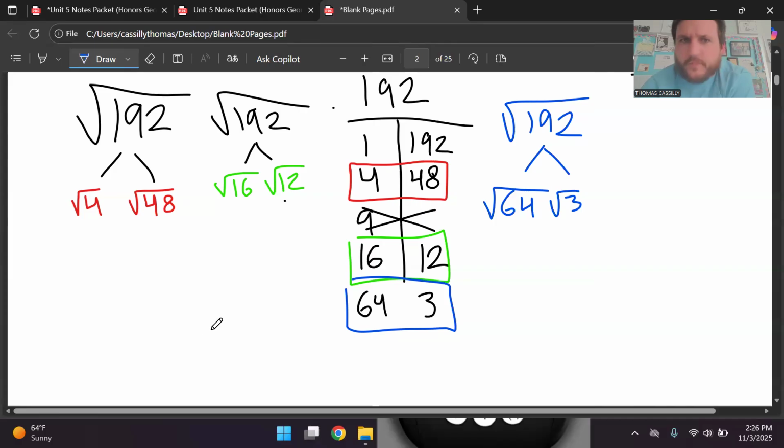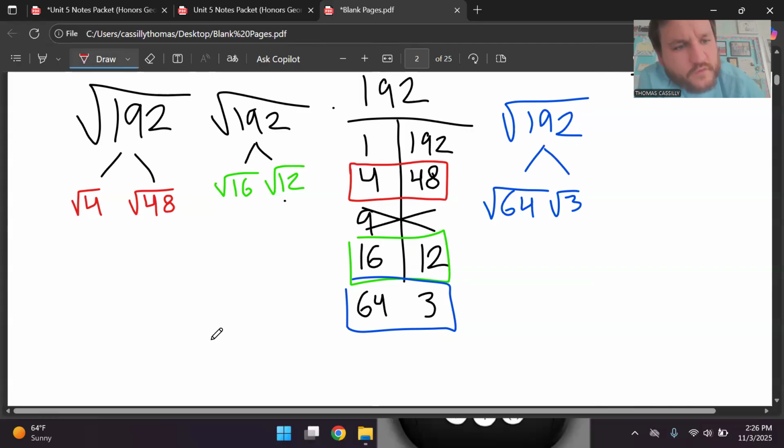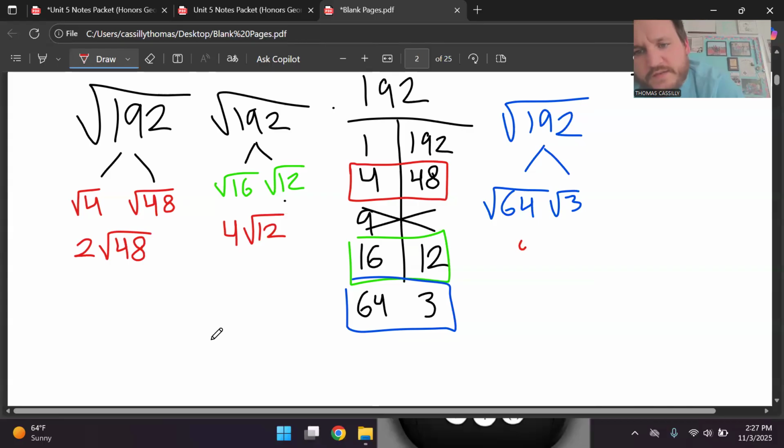But which one's the best? All right, so if I were to simplify all of these, right, this turns into 2 times the square root of 48. This one turns into 4 times the square root of 12. This one turns into 8 times the square root of 3, right? So those are equivalent. If we were to get a decimal for all of those, we would get that same decimal. But one of these is better than the other.